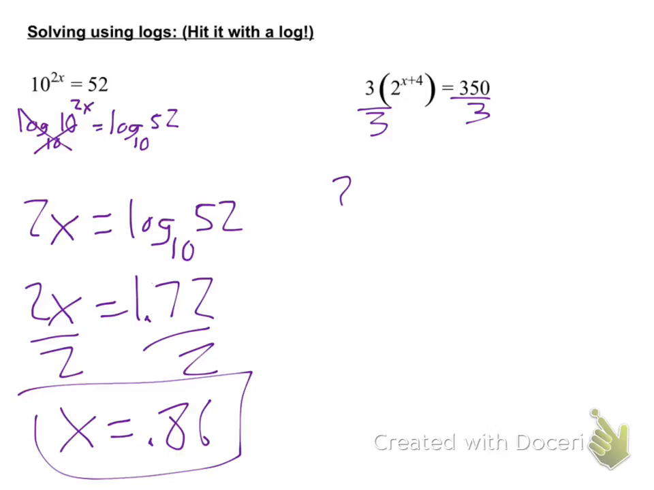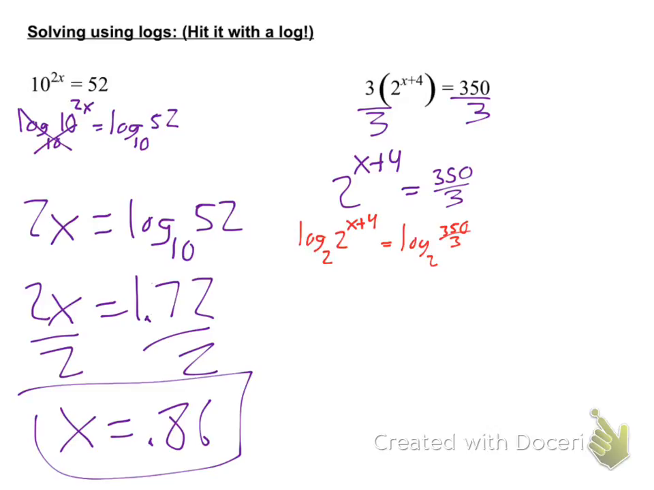So 2 to the x plus 4 equals, is 350 divisible by 3? I don't think so, because 3 plus 5 plus 0 is 8, and 8 is not divisible by 3. So therefore, it's still a number. Who cares? I'm going to hit it with a log. Log base 2. I'm going to hit this with a log base 2. Log base 2 of 350 over 3.